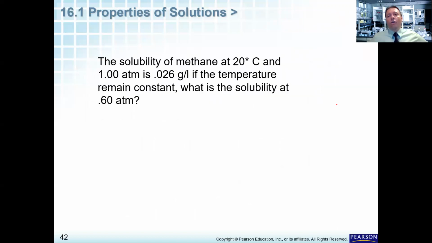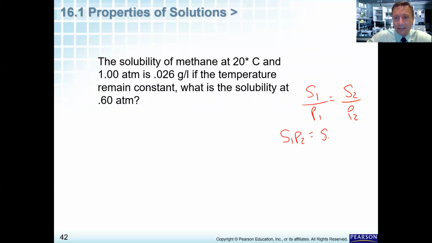So now let's look at some Henry's law solving. So let's just write down Henry's law here. We have S1 over P1 equals S2 over P2. And I showed you the best way, for me anyway, to write this is S1 P2 equals S2 P1. Now I can write my variables and isolate what I'm solving for. So I'm going to come over here and write down some of these. So I have S1, P1, S2, P2. And I'm going to write down all my variables.